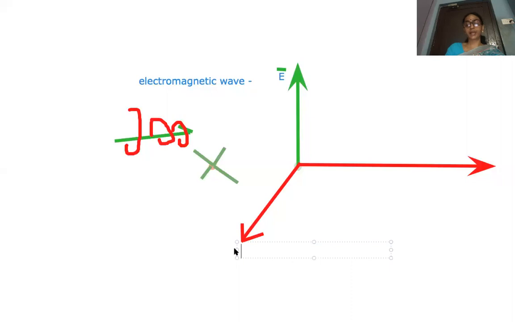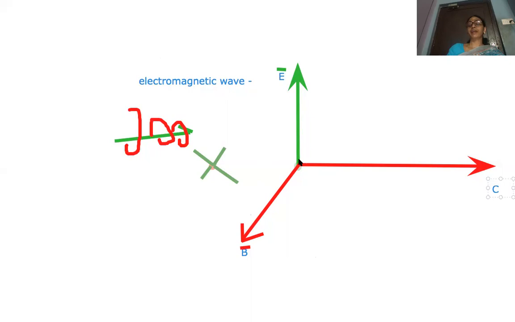How do you show magnetic field? We show it by the symbol B. It is having direction. It's a vector quantity. So put a bar on that. So this is the electric field. This is the magnetic field. And this is the direction of propagation of wave. The direction of propagation of wave means what is it going to give us? It's going to give the velocity. So let us show the velocity with the symbol C.